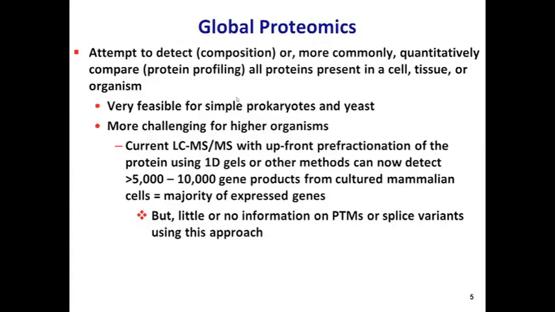A global question attempts to analyze the entire composition or changes in the protein complement of a cell, tissue, or organism. Analyzing the entire proteome is very feasible for prokaryotes and yeast. It is more challenging for higher organisms, but as a result of recent advances in analytical technologies as well as mass spectrometers, which are the key analysis method for most proteome methods, we now can analyze essentially all of the gene products of a mammalian cell line, for example.